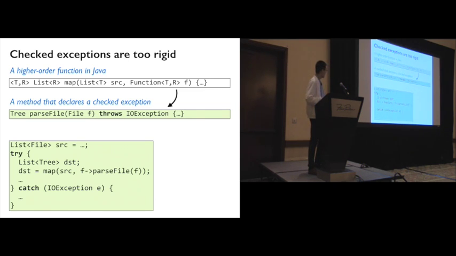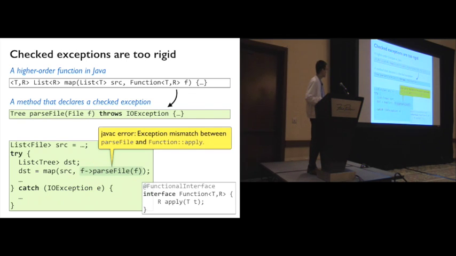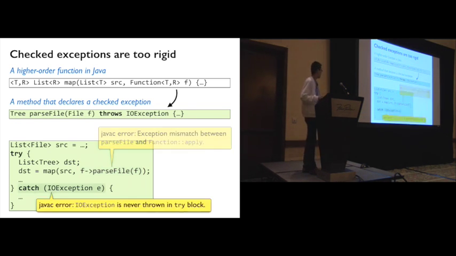So this code looks like what we want, but it does not type check in Java. The Java compiler reports two errors for it. First, there is an exception mismatch between parseFile and the function interface, which is the interface of lambda expressions. And second, the Java compiler thinks that no method call made in the try block is statically known to give rise to IOExceptions, so the stuff in the catch block would be unreachable.